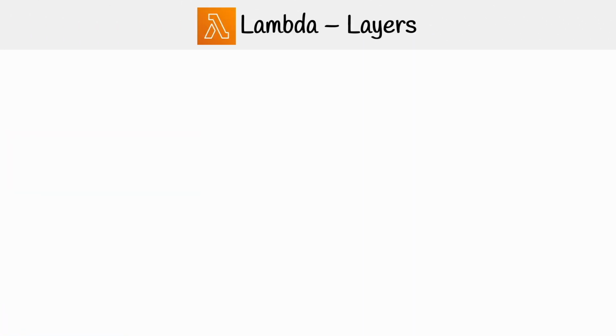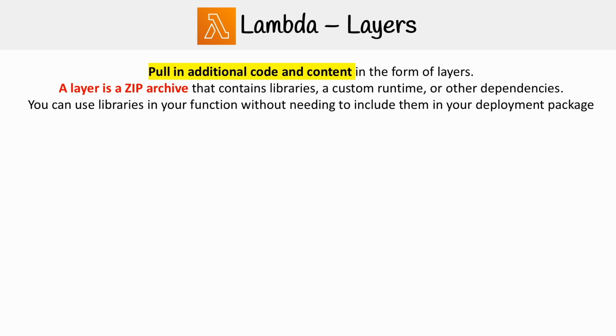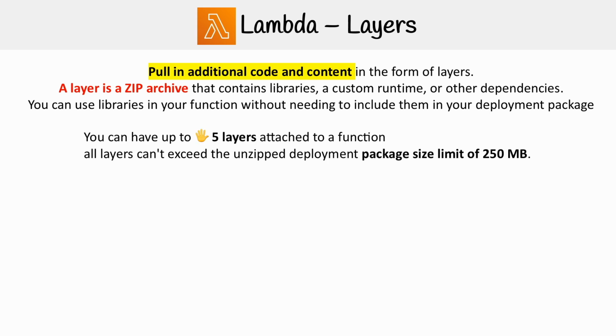So Lambda has a functionality called layers, and this is a way of putting additional code and content to include with your Lambda. So the idea is you zip an archive that contains libraries, a custom runtime, or other dependencies, and then you can use those libraries in your functions without needing to include them in your deployment package. Why would you want to separate them out from your deployment package? The idea is it's going to make your package smaller, and if that code is reusable with multiple Lambdas, it just makes it more modular.